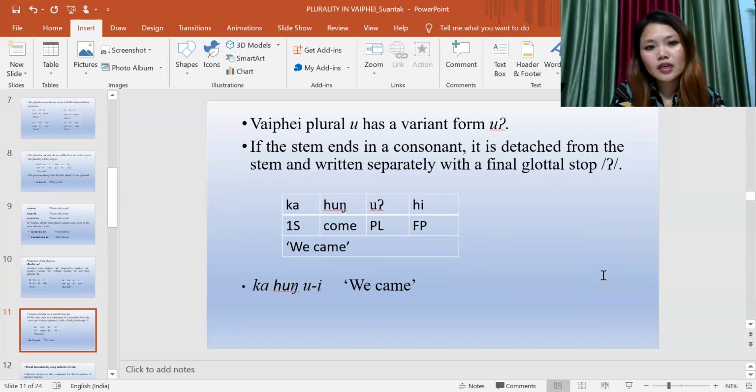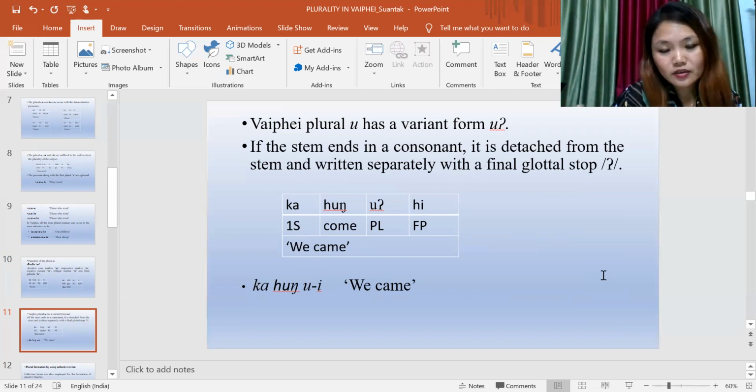Another point is that Vipe plural u has a variant form. The variant form of the plural u occurs in certain environments, that is, if the stem ends in a consonant, it is detached from the stem and written separately with a final glottal stop. So in this example, we can see that kahung u he. So here we can see the plural u, which is written separately with a final glottal stop, because the environment is that the preceding stem ends in a consonant.